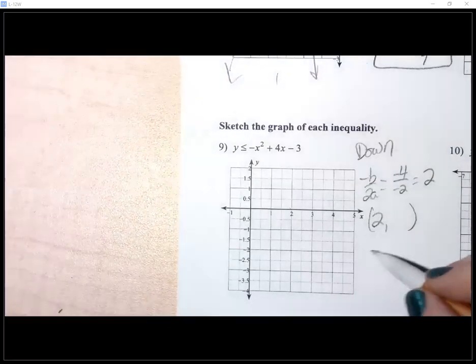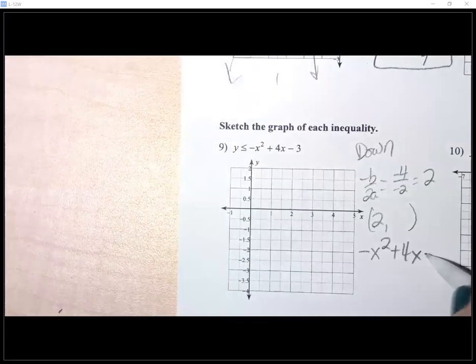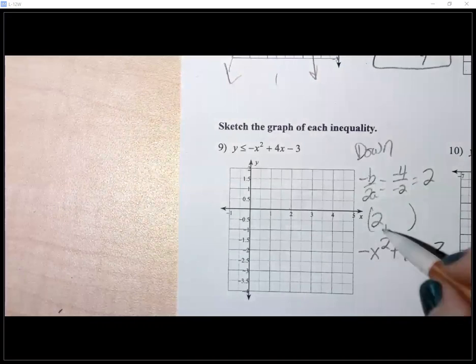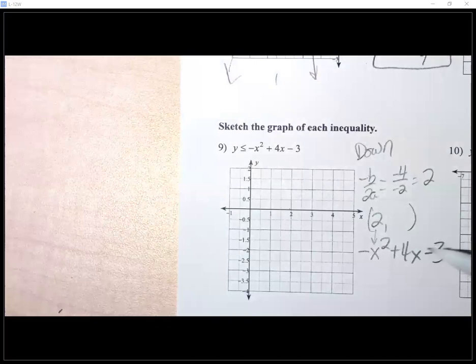So it's negative x squared plus 4x minus 3. This is one of the most common mistakes. So let's make sure that we get this squared away right now, and we never make this mistake again if we're going to. When you plug in a 2, right? So it looks like this.